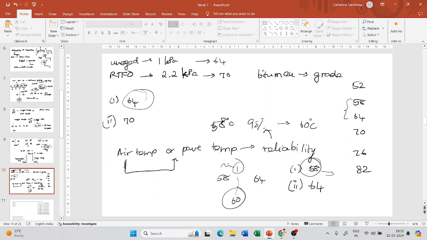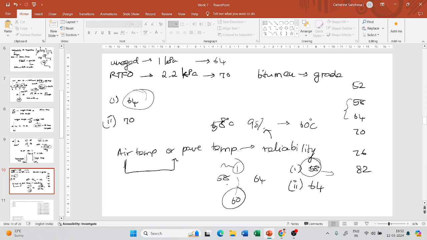So I should not ask for a PG grade of 58 degrees Celsius, I should ask for a PG grade of 64. Only then, if I get a PG bitumen whose PG grade is 64, can I use it in a place whose maximum temperature is 60 degrees Celsius. So even if my temperature goes to 61 or 63, it is not going to be a problem. I'm saying that until 60, this PG grade of 64 can satisfy my requirements.